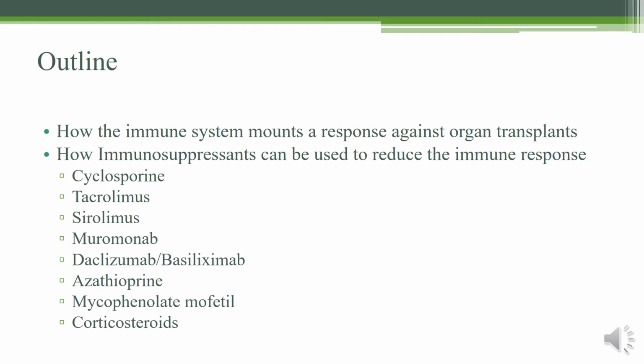In this module, we're going to talk about how the immune system mounts a response against organ transplant patients. And this is the number one reason that we use these immunosuppressants: to reduce the immune response against the transplant. Here's a list of immunosuppressants that we're going to talk about today.